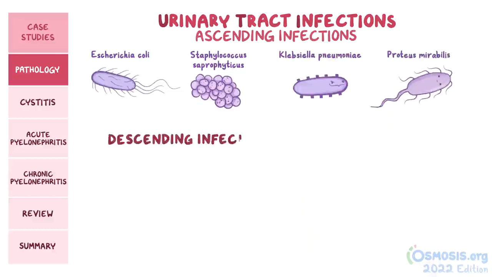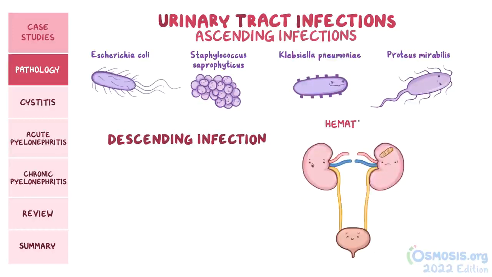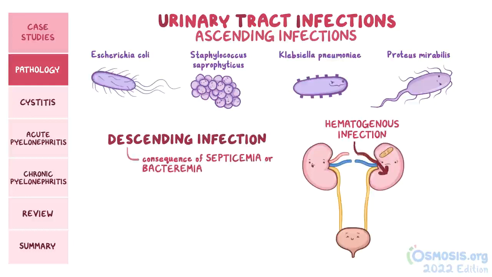Now, descending infections are also possible in rare cases. This is when the kidneys get infected via hematogenous infection, or spread through the bloodstream. In this case, acute pyelonephritis can be a consequence of septicemia or bacteremia. In these situations, the most common organisms are Staphylococcus species and again E. coli.